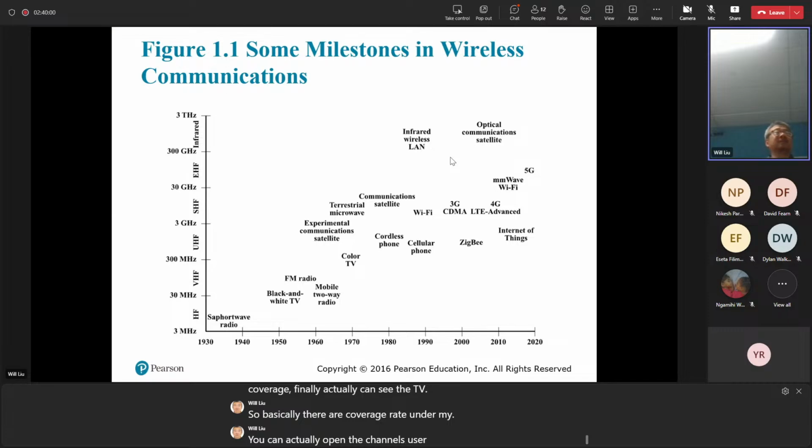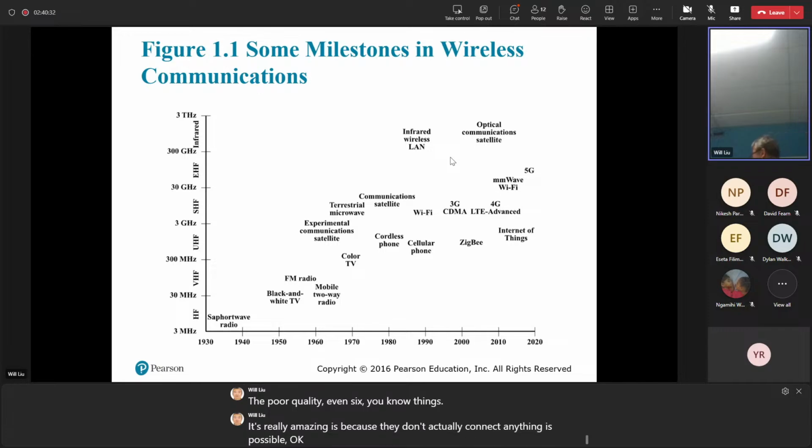You can actually open the channels. Users can send signals to tell others how they are. Okay, so this is also very important. This one you guys might understand. Some of them maybe you have heard: Bluetooth, even satellite, even the talk about 5G, 4G, even Internet of Things. The Internet of Things is really amazing because they don't actually connect anything if possible.